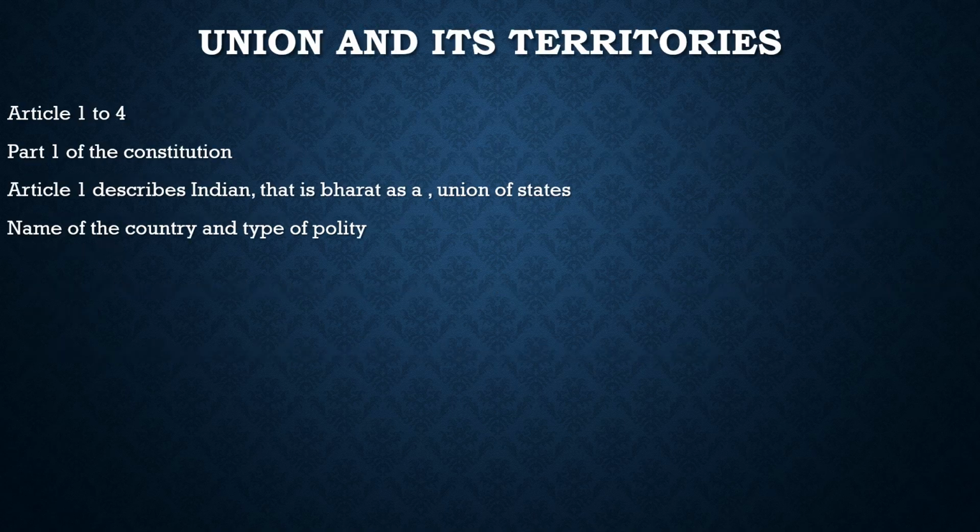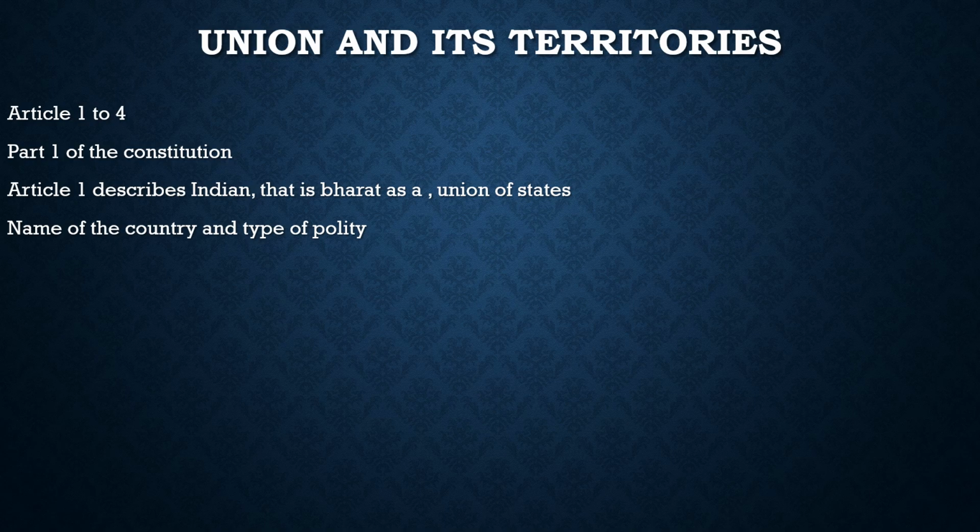Union and its Territory, if we have to understand it, is fully contained in Articles 1 to 4. Right now, let's get the basic idea. We have 28 states in our country and 8 union territories. To get a more basic idea about it, this Union and its Territory is explicitly mentioned in Part 1 of the Constitution. It is explained in Articles 1 to 4. Now, let's try to understand Article 1. What does it describe?